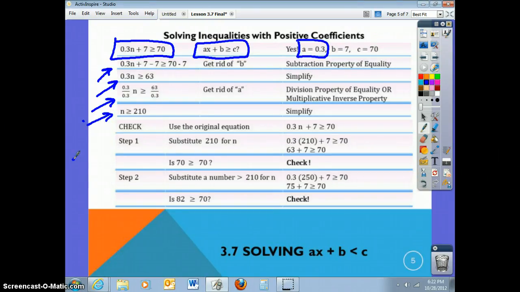Okay, then we want to do a check. We have two answers for this. We have 210, which is an answer, but we also have all the numbers greater than 210, so we have to check both of those things.